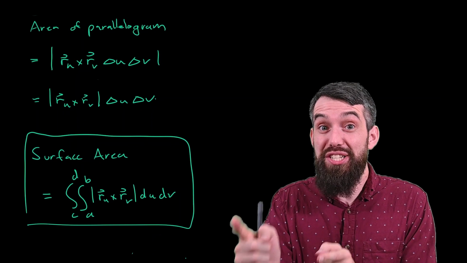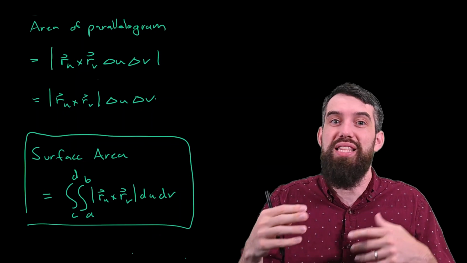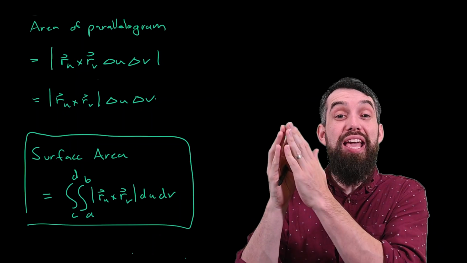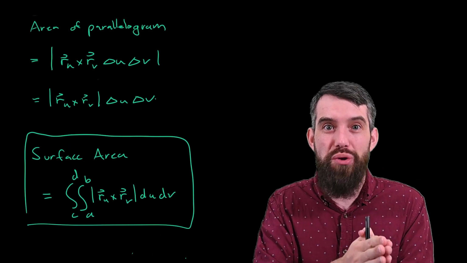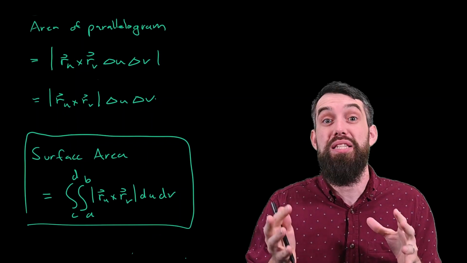So in the next video, we're actually going to see an example of this where we compute, perhaps for the first time in our lives, the surface area of a sphere of radius a and show that that really is going to be 4 pi a squared. And we're going to do it using precisely this formula.